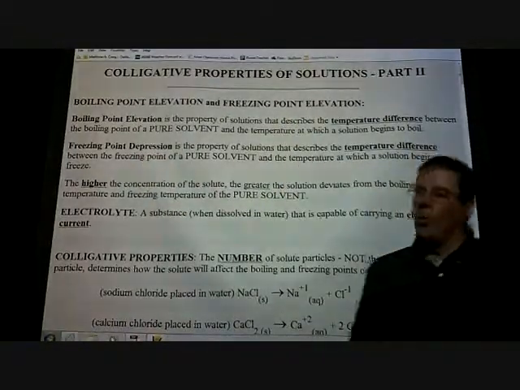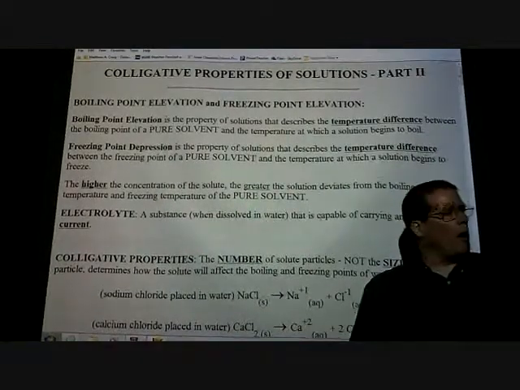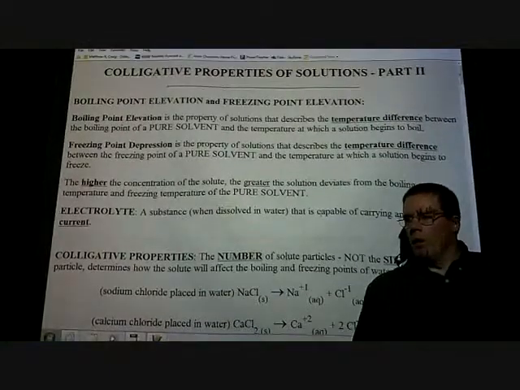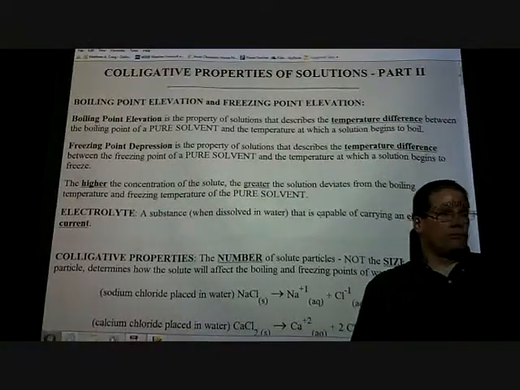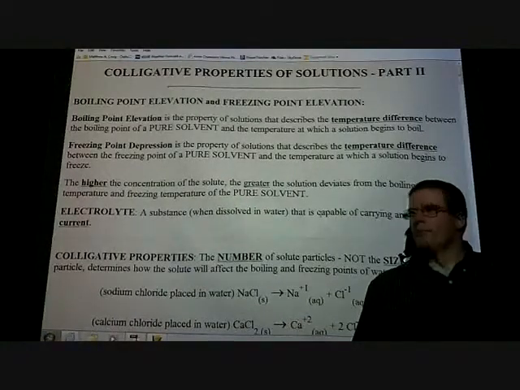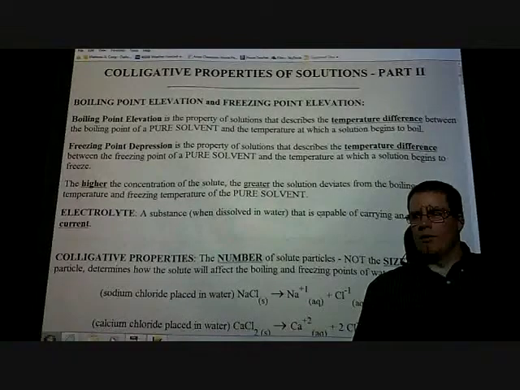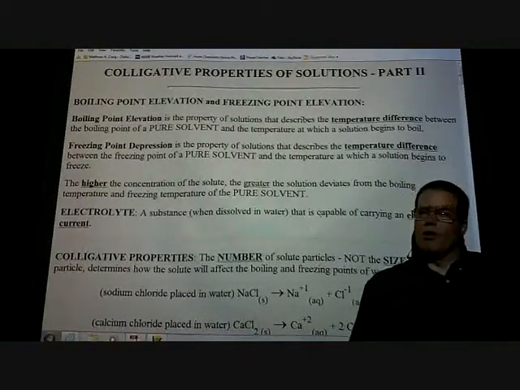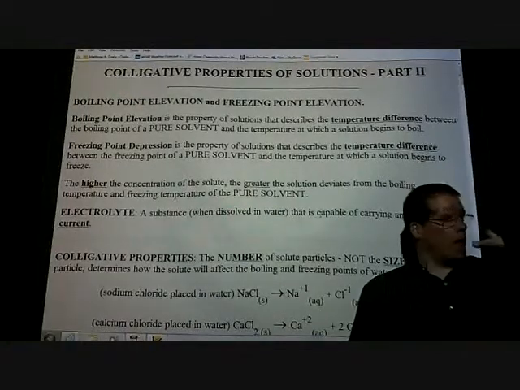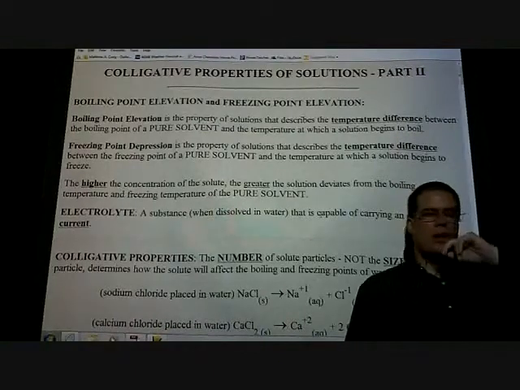When we talk about boiling point elevation, we'll typically be talking about water in this class. We'll talk about some other liquids in AP, but what temperature does water boil at? 100 degrees Celsius. Good. So there is something that we can do to water to get it to boil not at 100 degrees but at a higher temperature. We'll talk about that today.